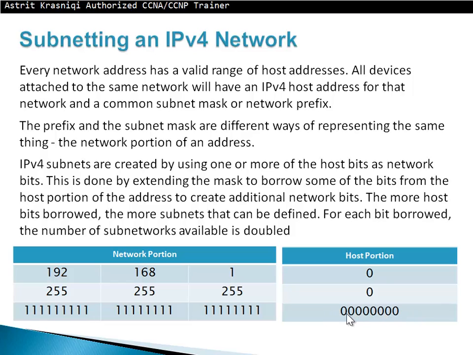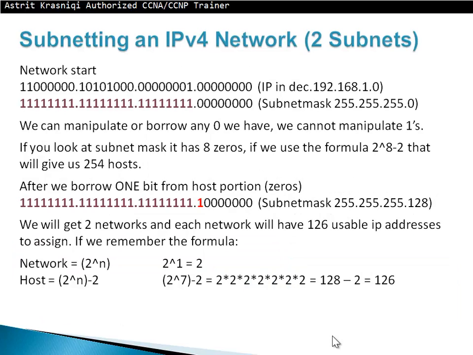Here, 8 zeros will give us 254 hosts. If we borrow 1 zero, we double the subnets from 1 to 2, but we reduce the zeros for a host, so we have only 7 zeros. 7 zeros will give you only 126 hosts. So if we borrow 2 zeros, for example, that will give us 4 networks. But then we lose a little bit more than half of our host IP addresses. We'll see that in the future slides.